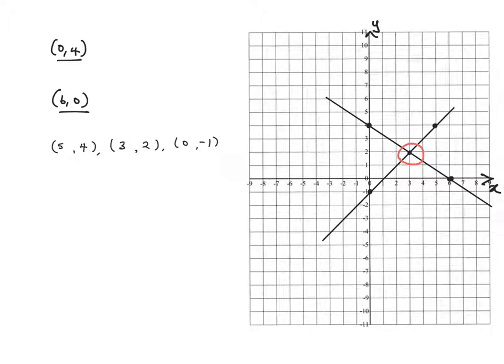And if we state the coordinates quite clearly, the x value is 3 and the y value is 2. That's the solution to the pair of equations.